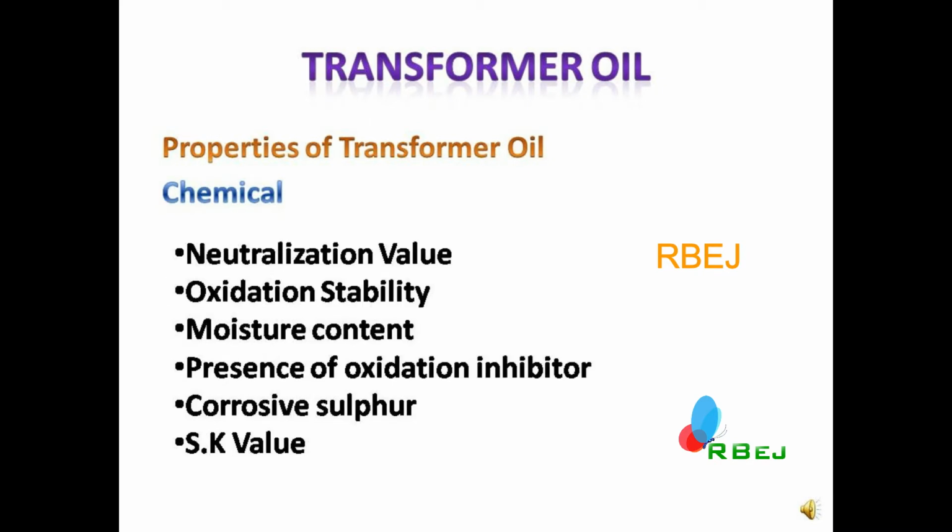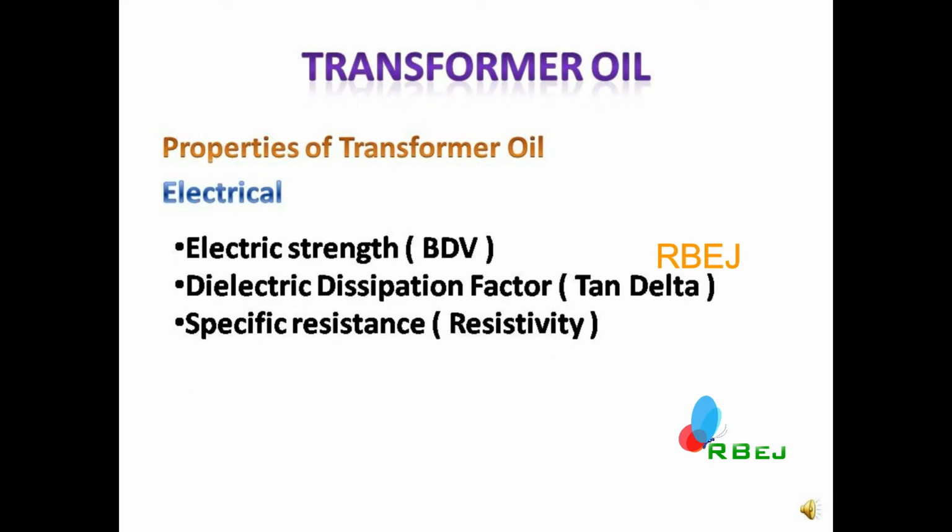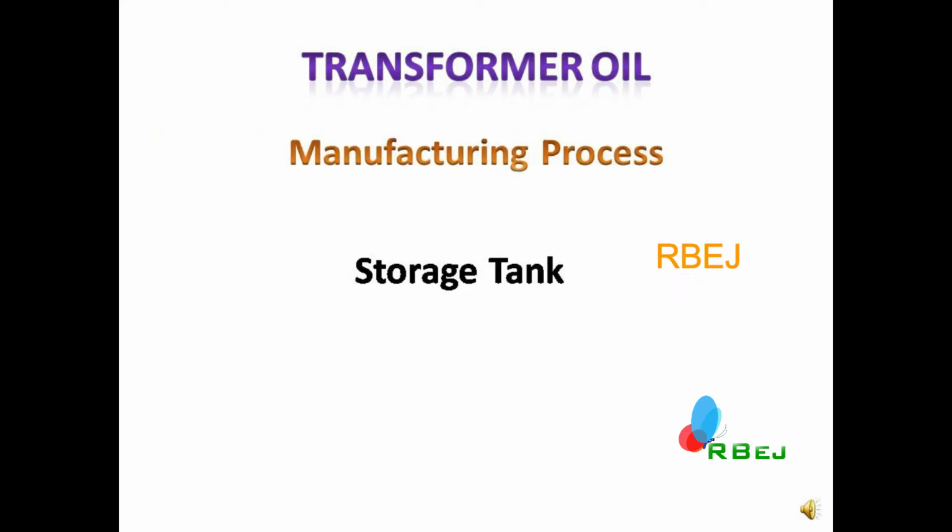2. Chemical: 1. Neutralization value. 2. Oxidation stability. 3. Moisture content. 4. Presence of oxidation inhibitor. 5. Corrosive sulfur. 6. SK value. 3. Electrical: 1. Electric strength, kV. 2. Dielectric dissipation factor, tan delta. 3. Specific resistance.